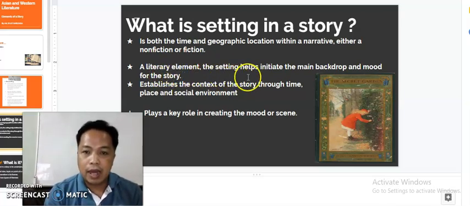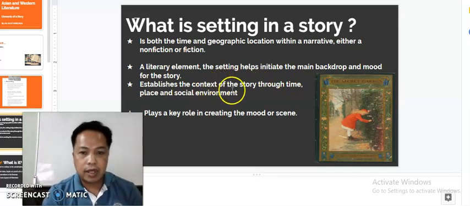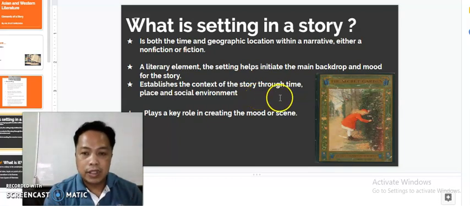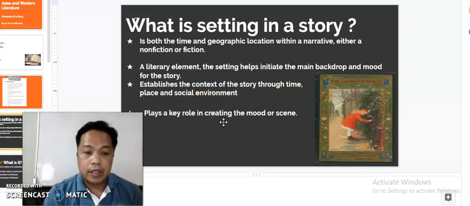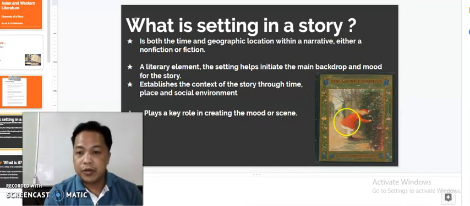The setting helps initiate the main backdrop and mood for the story. It also establishes the context of the story through time. Setting also plays a key role in creating the mood or scene, as you can see in the picture.